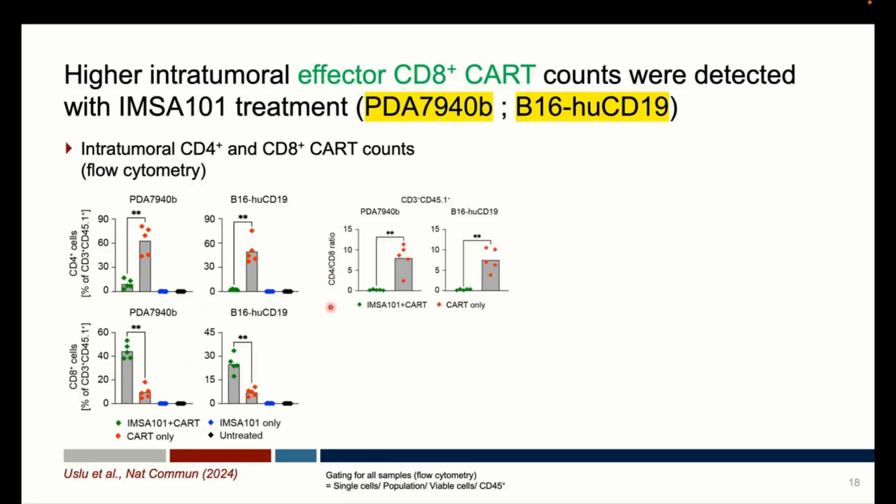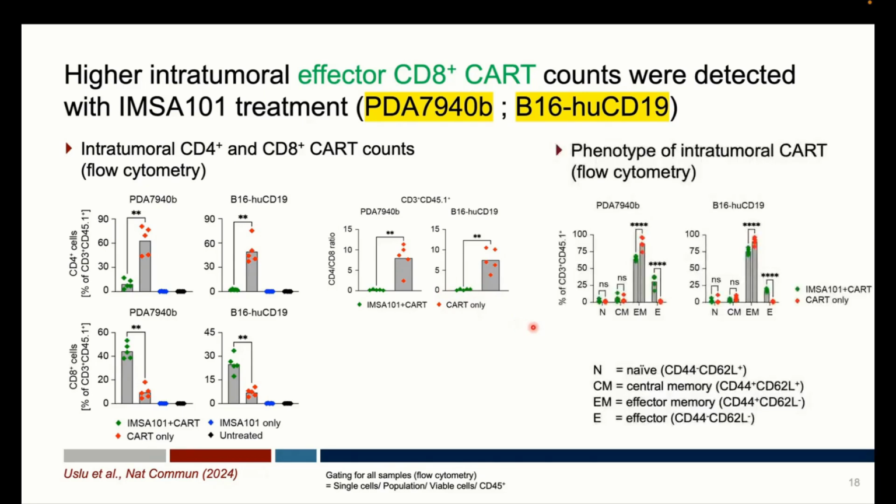And we also calculated the CD4-CD8 ratio here. So this is basically the same data which I described on this side. You can see it confirms that there are significantly higher levels of CD4 T cells in the CAR T alone groups when compared to the combination treatment groups, which had significantly higher levels of CD8 positive CAR T cells in the tumors. We also looked at the phenotype of the intratumoral CAR T cells.